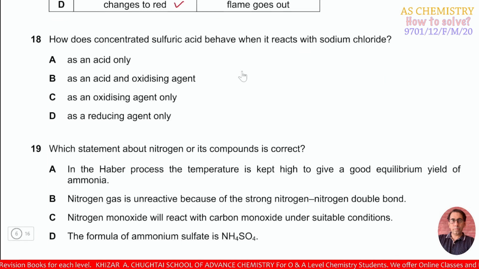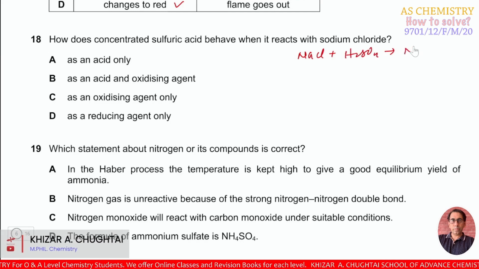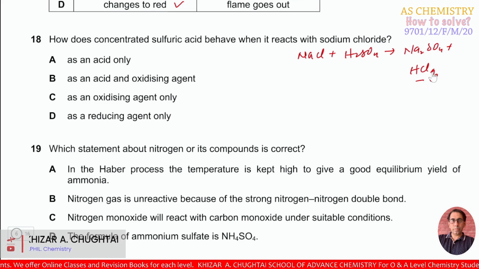The next question is question number 18. How does concentrated sulfuric acid behave when it reacts with sodium chloride? You know that when sodium chloride is allowed to react with concentrated H2SO4, there is the formation of Na2SO4 finally, and white fumes of HCl, HCl gas formation is there.